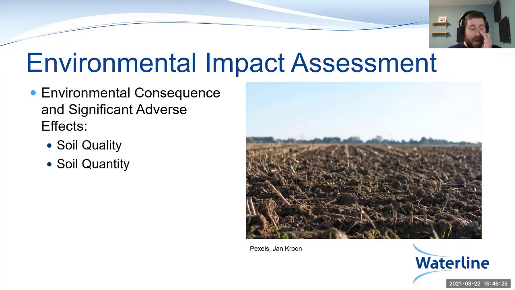So after all that, after you've applied your mitigations, then you're looking at the final residual environmental consequence and significant adverse effects. And again, if you are looking at soils as a value component, this is where you would do an assessment of significance. If you're not using soils as a value component, then you would not produce an assessment of significance.